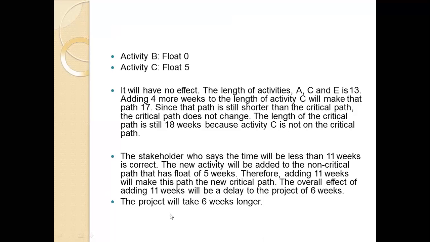And for the project, you can see here that if F is inserted, as I told you, there is another activity that will take 11 weeks. The stakeholder who says the time will be less than 11 weeks is correct. The new activity will be added to the non-critical path that has a float of 5 weeks. Therefore, adding 11 weeks will make this path the new critical path. So the overall effect of adding 11 weeks will be a delay to the project of 6 weeks. The project will be delayed for 6 weeks.